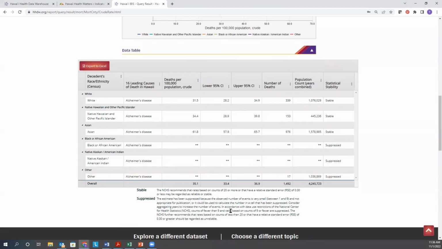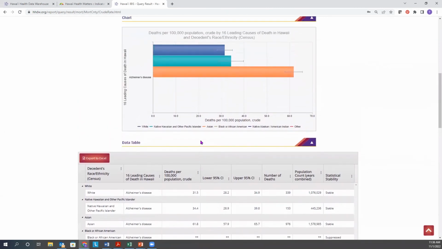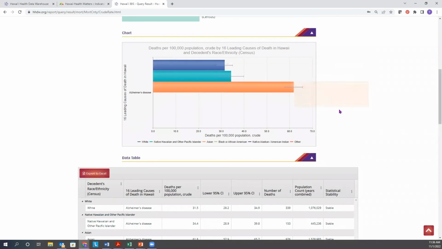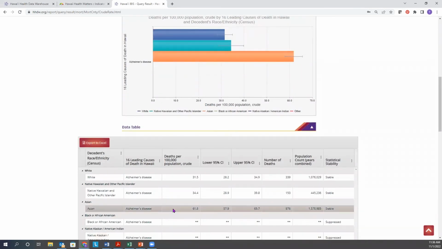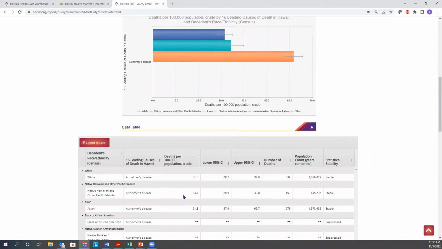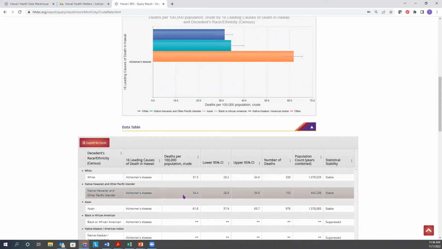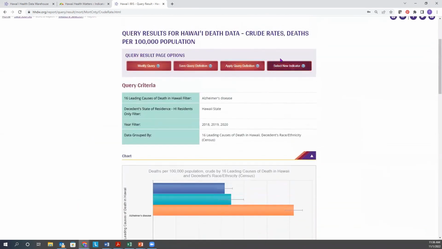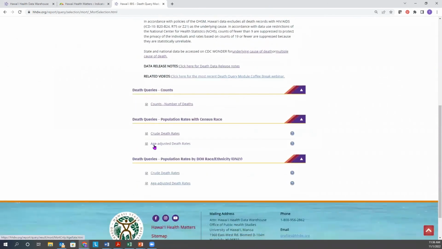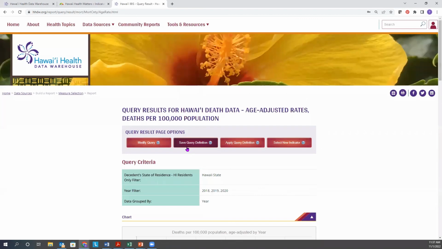So you can see here in the statistic notes why that is that way, but I can come back up here and see then that if you're looking at crude deaths for Alzheimer's, it's much higher among the Asian population, 61.8 per 100,000, compared to Native Hawaiian and other Pacific Islanders. Now I can go back and run these same queries. I'll go back and say select a new indicator, and I can run them here under age-adjusted death rates to be able to answer the second half of those questions.